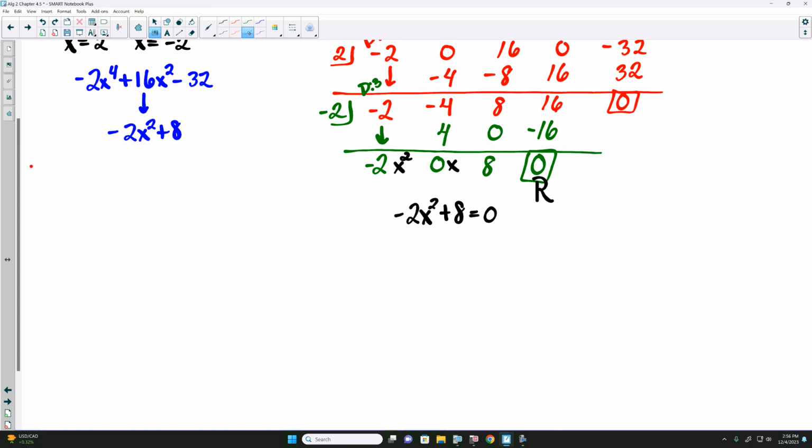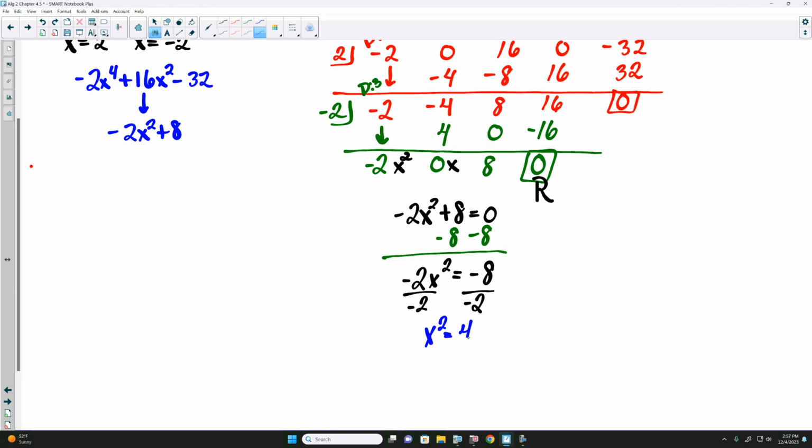Now at this point here, we can solve this. Negative 2x squared plus 8 equals 0. And we've solved several of these before. Whenever we don't have a middle term with a quadratic, we can use the square root method, which is just getting the x squared by itself and taking the square root of both sides. So the first thing we can do is subtract 8 from both sides, telling us negative 2x squared is equal to negative 8. At this point here, we can divide both sides by negative 2, telling us x squared is equal to 4.